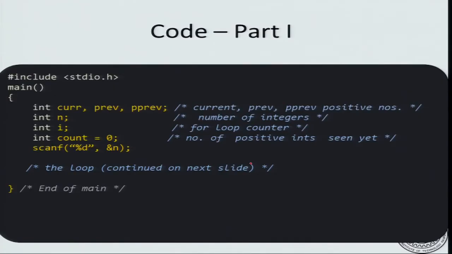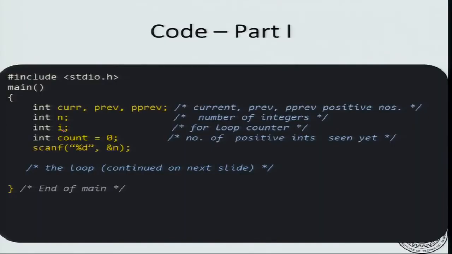Okay. So we will write the code as follows. We need 3 variables, the current number, the previous number, and the previous to previous number. Okay. Currently we will leave all of them undefined. N is the number of integers to read. I is, we will eventually write a loop. So for the for loop we need a counter. So I will basically count from 1 to n to ensure that n numbers have been read.